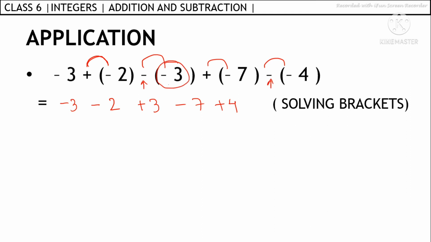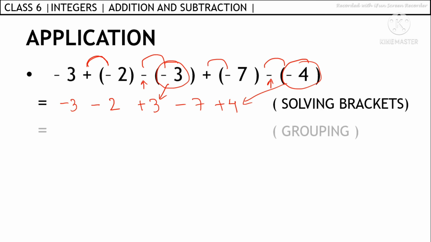So the opposite of minus 3 is plus 3, and the opposite of minus 4 is plus 4. This is only when we have a negative sign outside the bracket. If outside the bracket we have a negative sign, then always write the opposite of whatever is inside, or else simply use the sign multiplication.